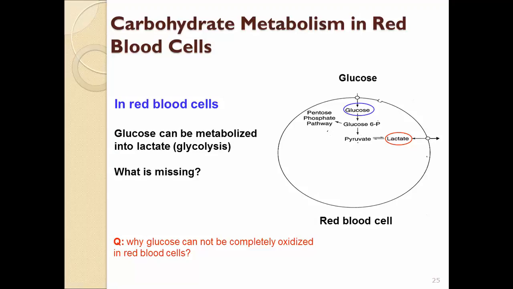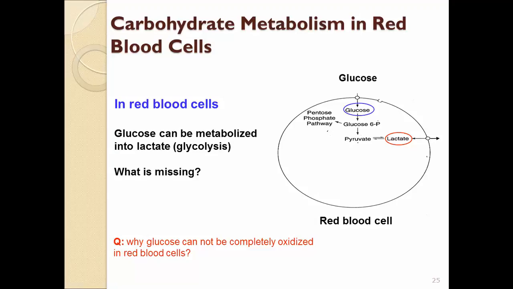So glucose only does glycolysis for ATP production in the red blood cells because there is no mitochondria, right? You cannot completely oxidize the product. So the product of glycolysis in the red blood cells is lactate, right? Remember, the red blood cells are also considered to be in an anaerobic condition. Although you have oxygen, you don't have mitochondria.